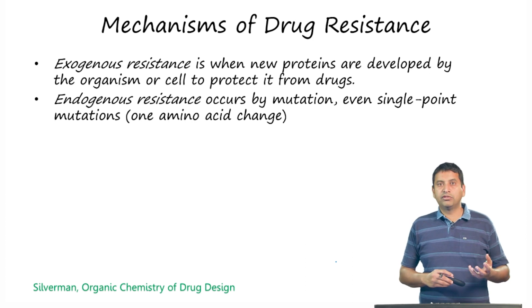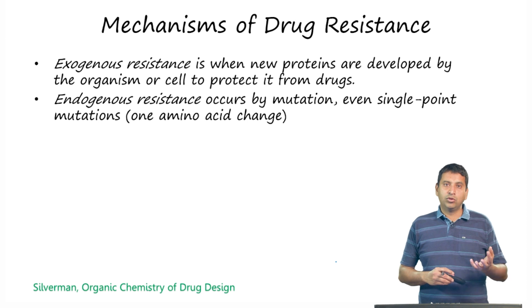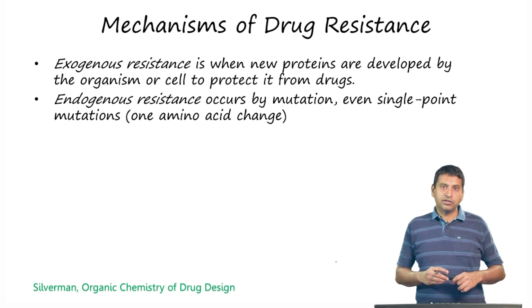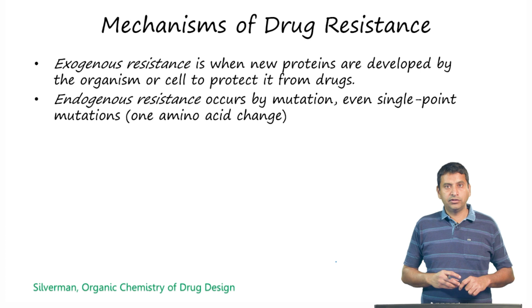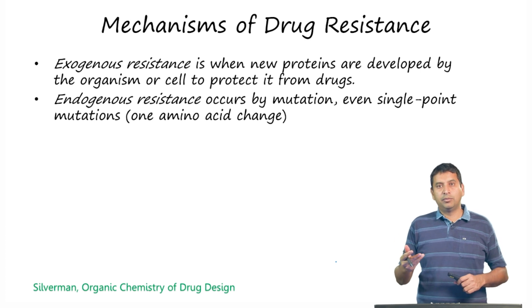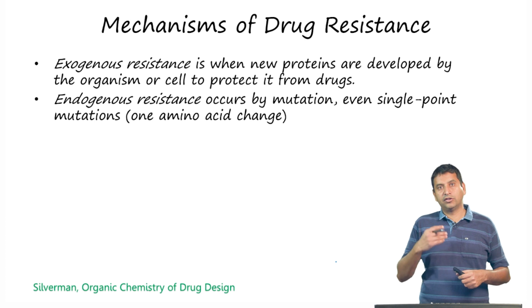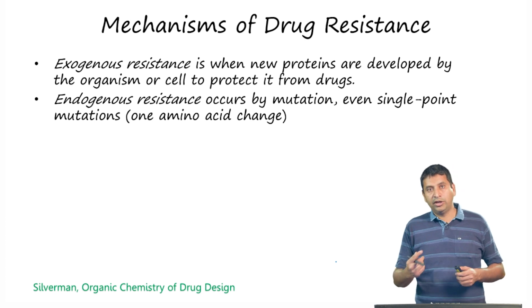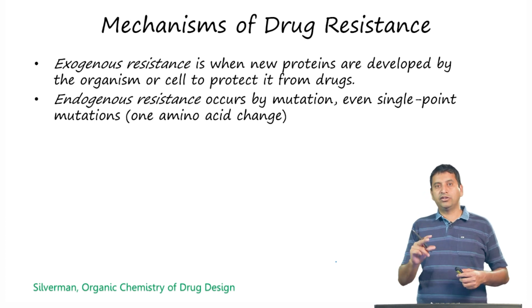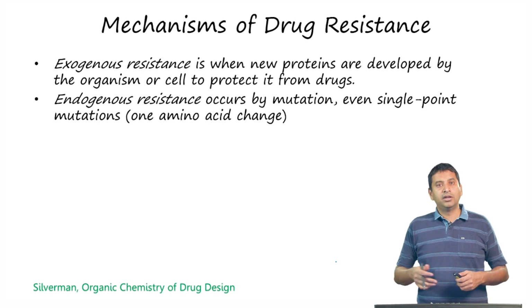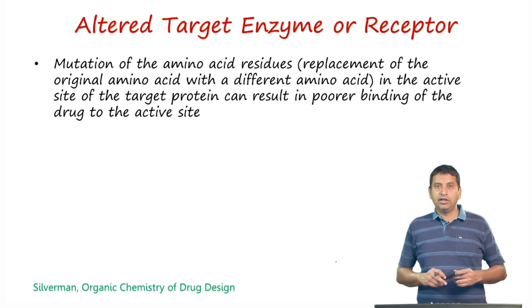So, the mechanisms of drug resistance are classified into two major classes. The first one is exogenous resistance, which is when new proteins are developed by the organism or cell to protect it from the drug. The other way to develop resistance is by endogenous resistance. This occurs by mutation or even single point mutation, that is, one amino acid changes in a protein and that can result in resistance. So, now let us look at each of these in fair bit of detail.